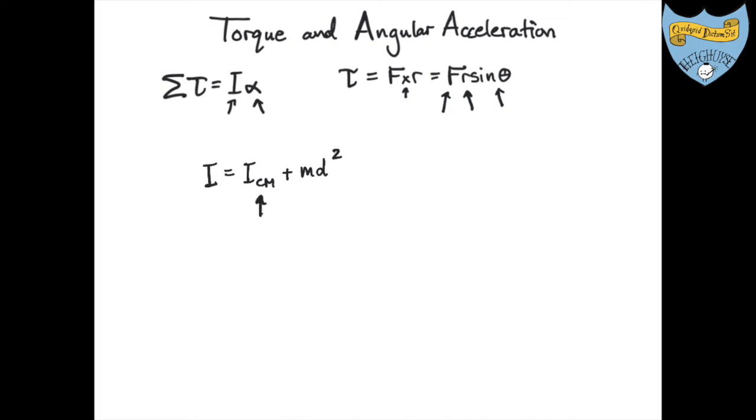The I CM part of it is the moment of inertia through the center of mass. M is, of course, the mass of the object, and d is the distance between the center of mass and the pivot point. Remember, everything in rotation is always relative to the pivot point. D is specifically between the pivot and the center of mass of the object.